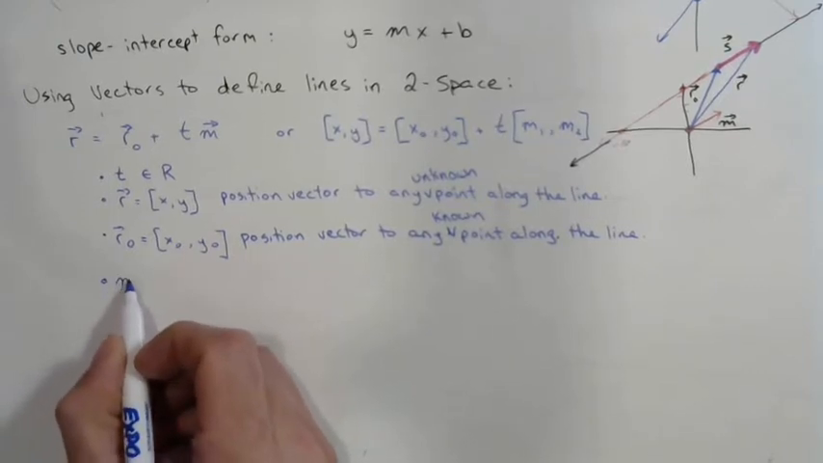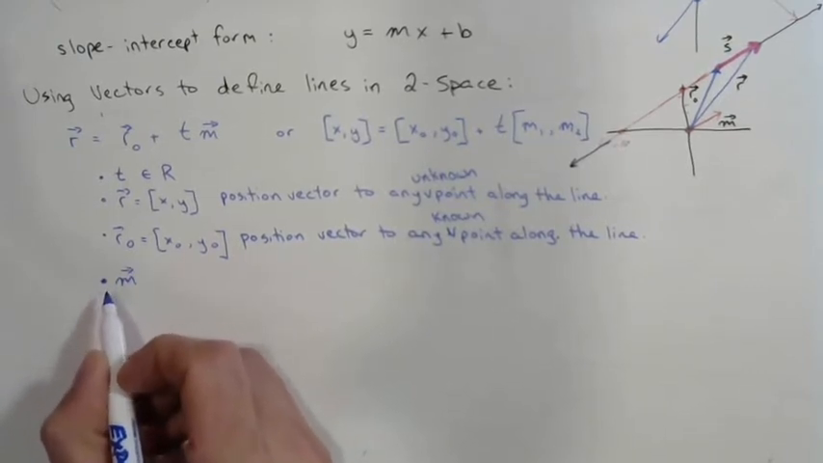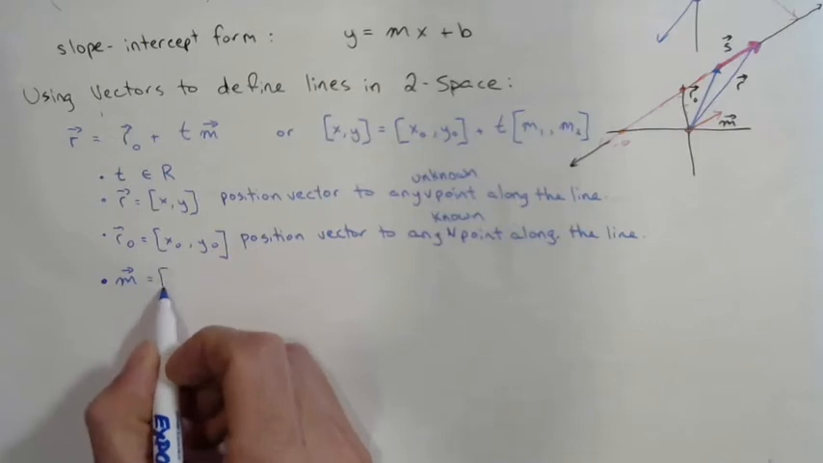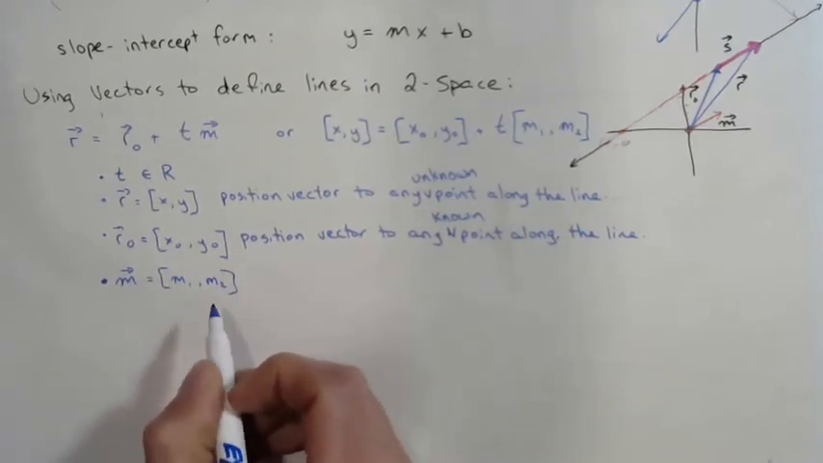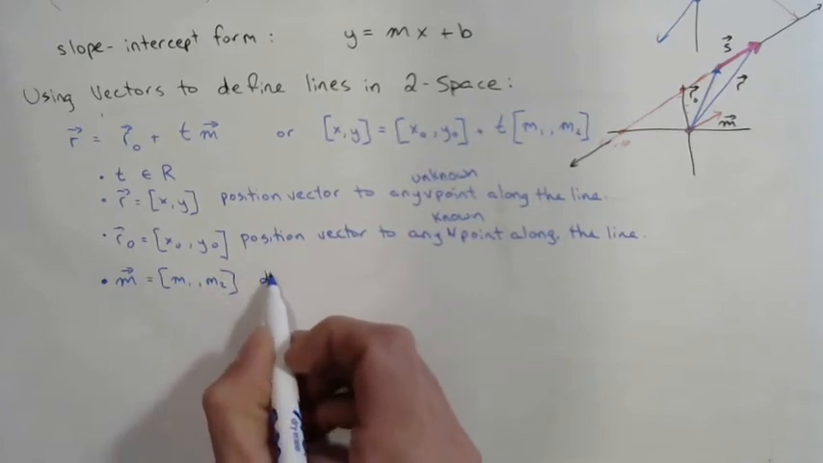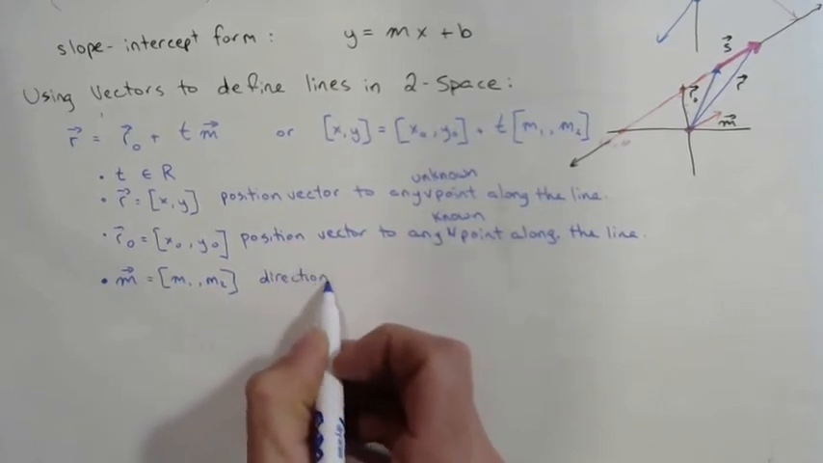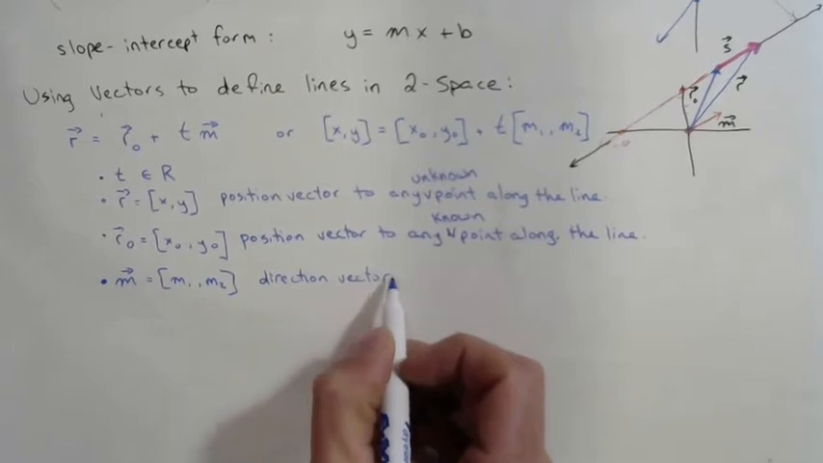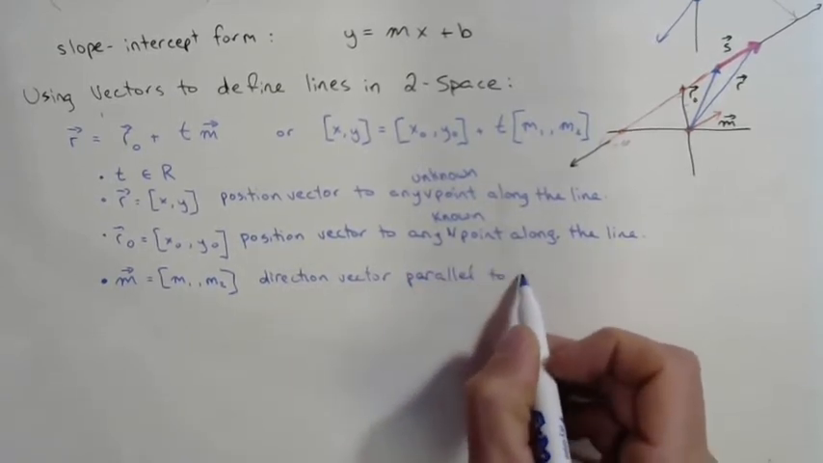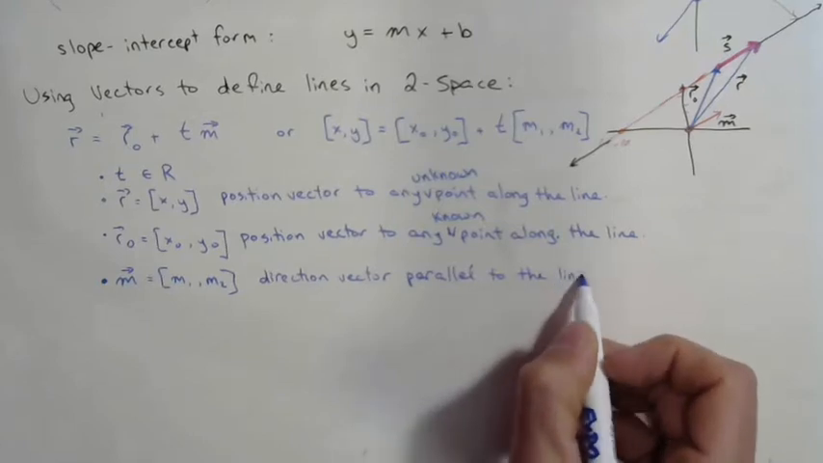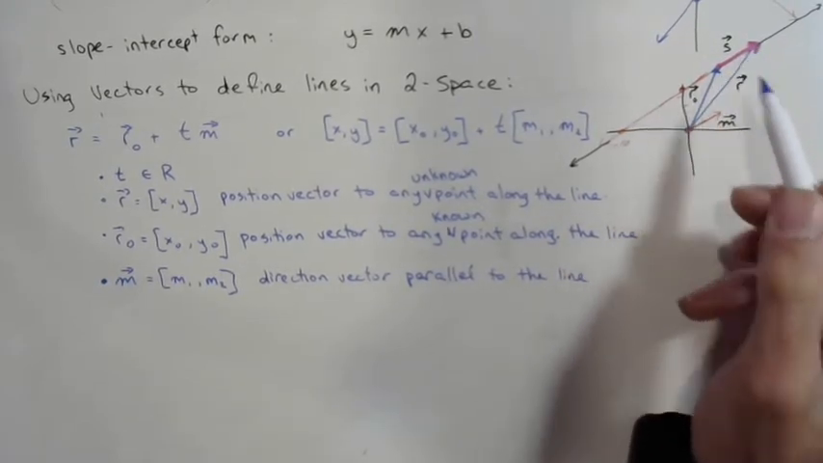And the last piece we have is our direction vector, m equals m1, m2. This is a direction vector parallel to the line. Right here, parallel to our line in question.